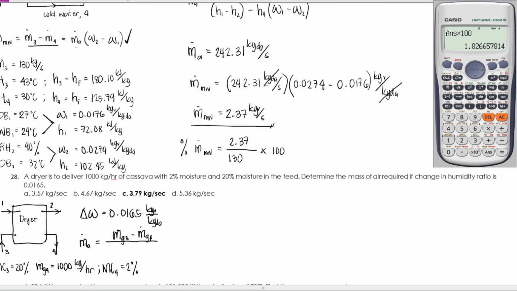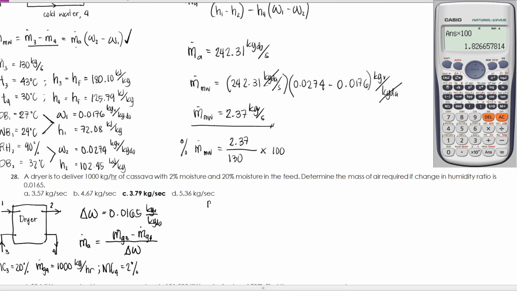Okay? So, hindi palaging 3 minus 4 ha. Nagkataon lang sa ating diagram. Okay? But to make it in general, mg entering minus mg leaving sa dryer over the change of humidity ratio. So, ito yung ating working equation para din sa hinahanap na mass ng air. So, may change of humidity ratio na tayo, may mg4 na. Ang nawawala lang is yung mg2.